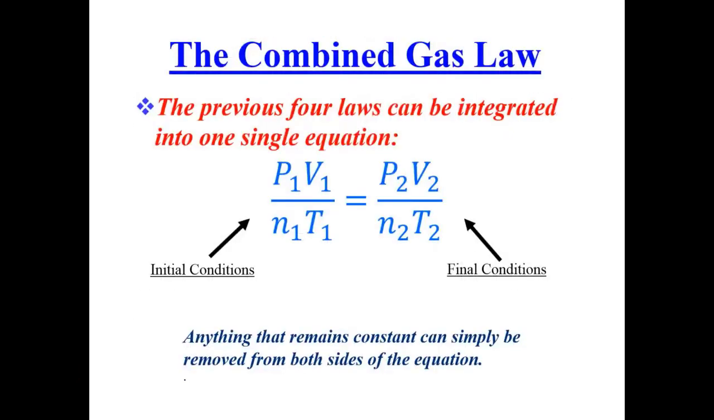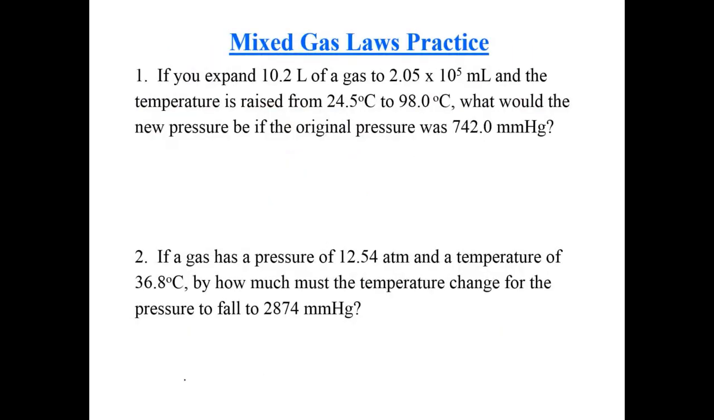Now let's do some practice problems. It says if you expand 10.2 liters of a gas to 2.05 times 10 to the fifth milliliters, and the temperature is raised from 24.5 degrees Celsius to 98.0 degrees Celsius, what would the new pressure be if the original pressure was millimeters of mercury?